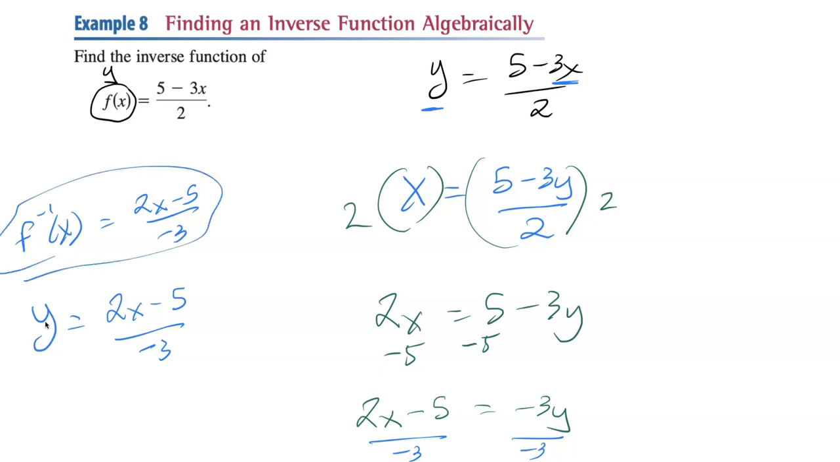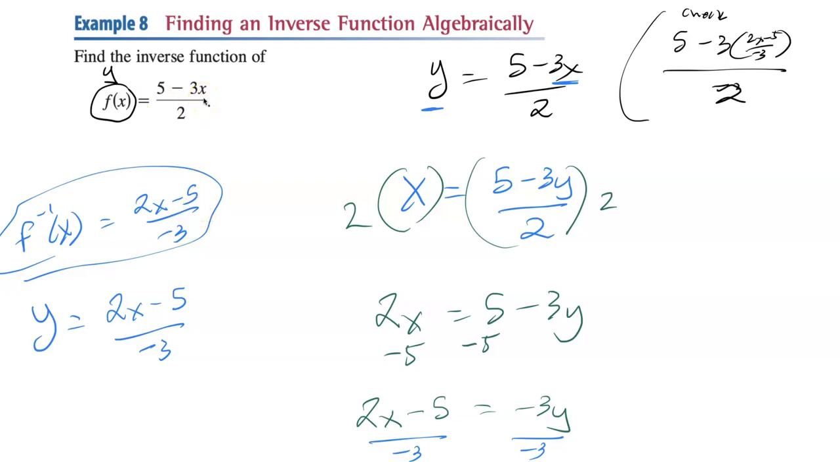And if you want, you can check your work. Like, did I do this correctly? Remember, all we have to do is plug one into the other. It doesn't matter which one into which. I could plug this into there. I'm going to do it up here to show you. So I'm going to check my work. So 5 minus 3 times something, which is 2x minus 5 over negative 3, all over 2. Right, I'm going to plug this into that guy real quick.